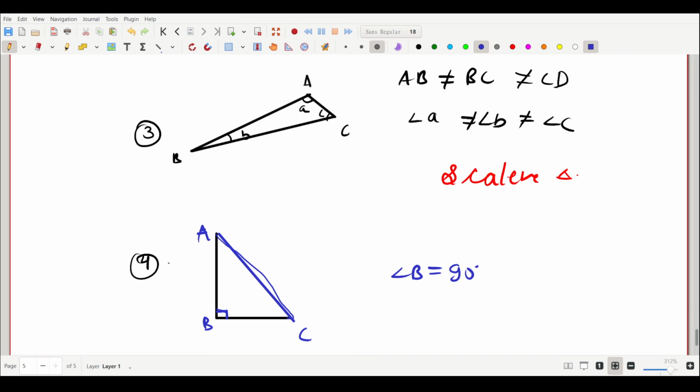A right angle triangle is one which has one of the angles equal to 90 degrees. Because our triangle has three angles, if any of the three angles is exactly 90, the triangle is a right angle triangle. Every right angle triangle will be drawn this way only.